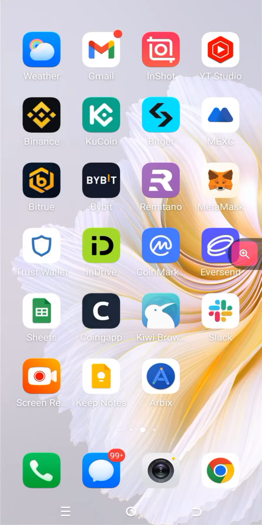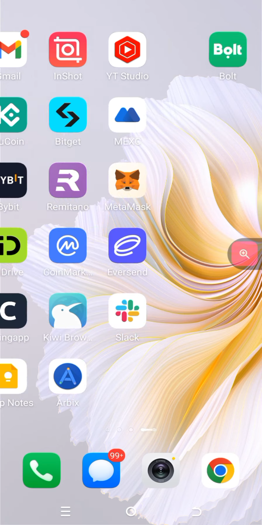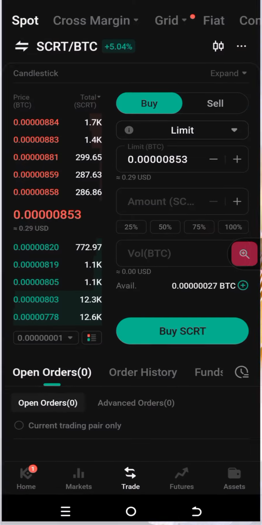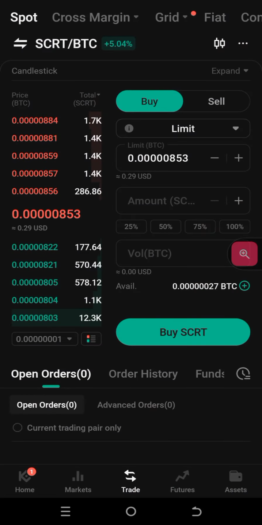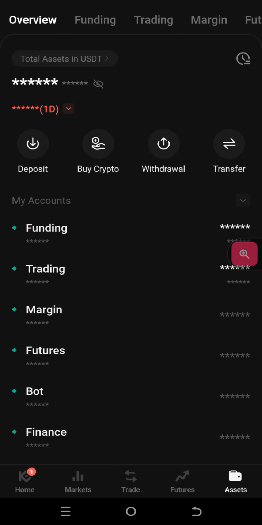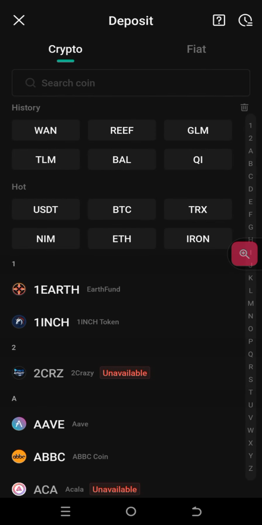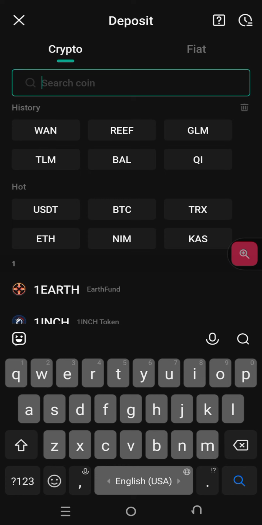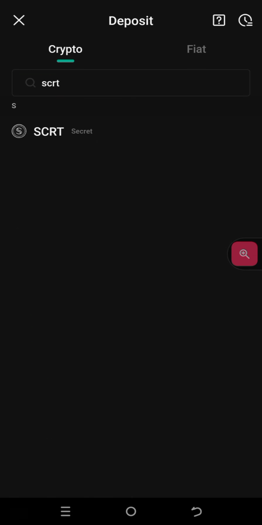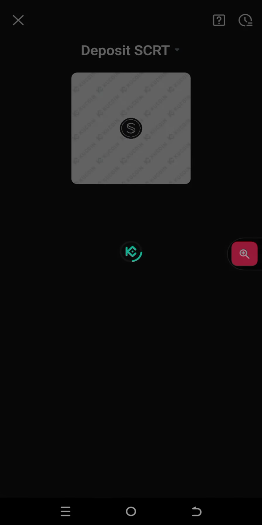Okay, like I told you, it's a dependency upon a dependency. So now the next thing we're checking is deposit, right? Can we deposit SCRT here? Of course, it looks like we can. But what's the network?